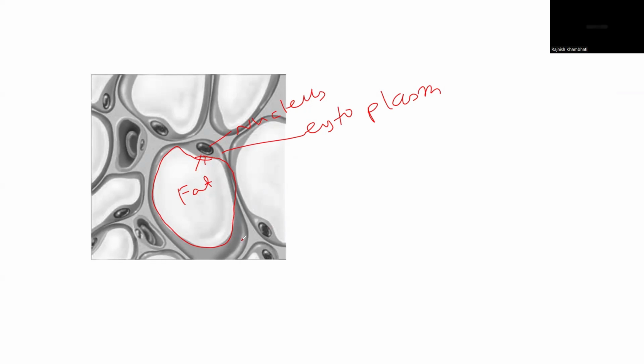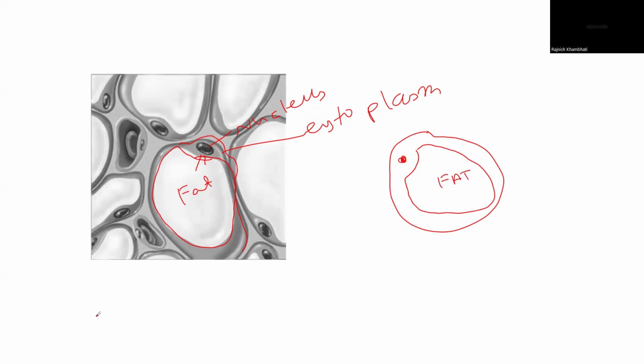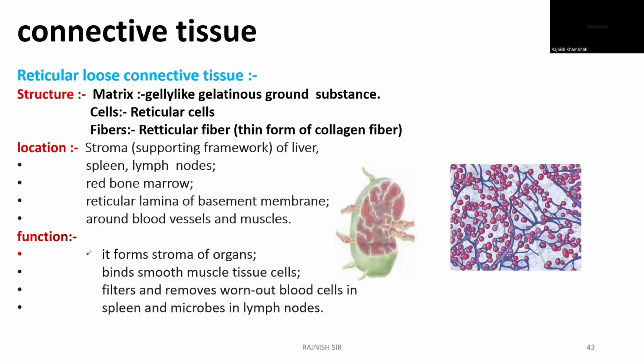This cell is adipocyte. Now if I draw the whole diagram, let me draw for you. Like this is the cell, and this is like this. This will be the nucleus. Clear? And this is fat. Okay, let's move next. Next is reticular loose connective tissue.